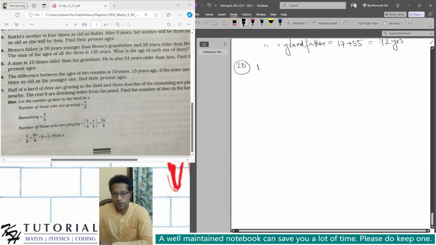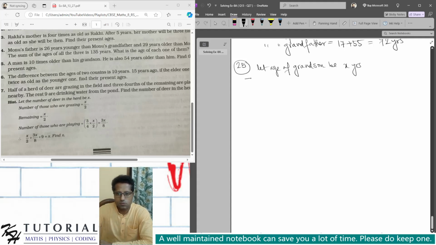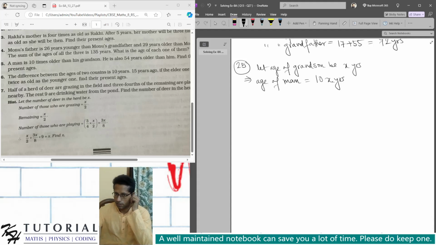Let the age of the grandson be x years. It is given that a man is 10 times older than his grandson. So the age of the man is equal to 10x years, because it is given that the age of the man is 10 times the grandson's, and we have assumed that the age of the grandson is x years.